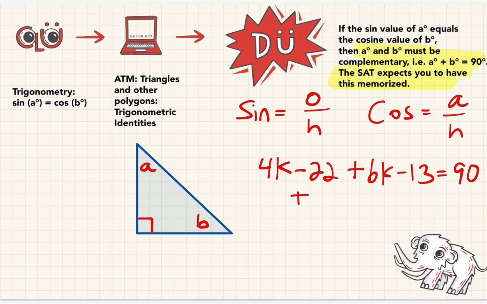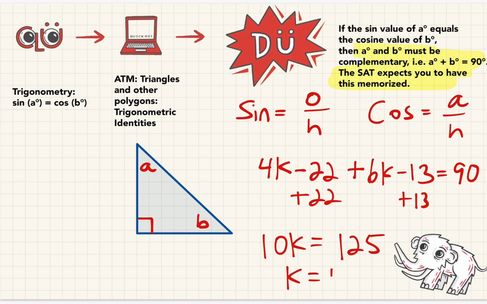I'm going to do some quick solving on my calc because that's how we do on the calc section. 90 plus 22 plus 13 is going to be 125. 4k plus 6k is 10k. And when we divide that out, we're going to get that k equals 12.5. So a problem like this will show up later in the section. This is answer choice C, by the way.